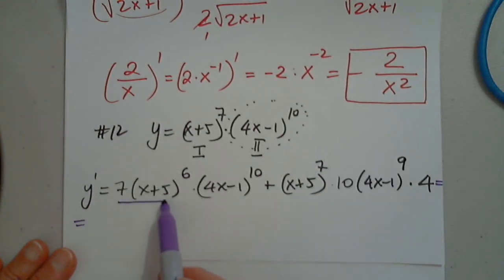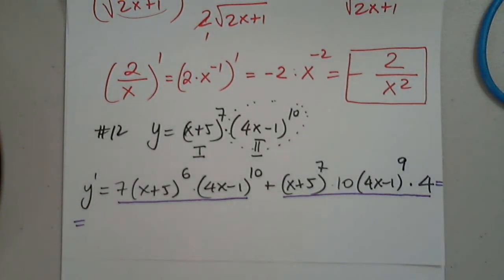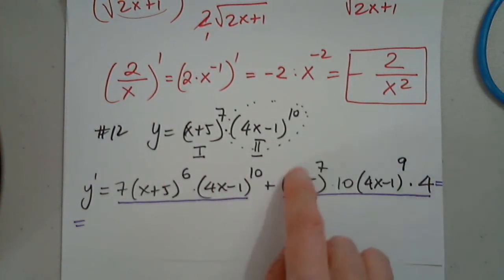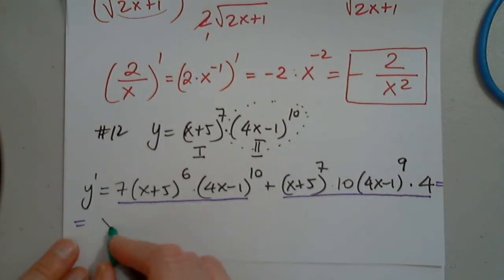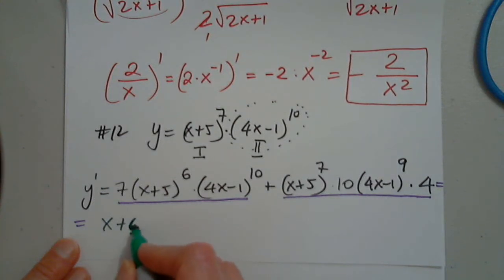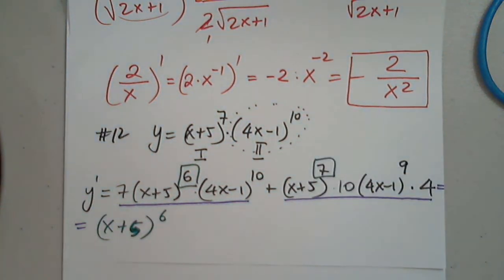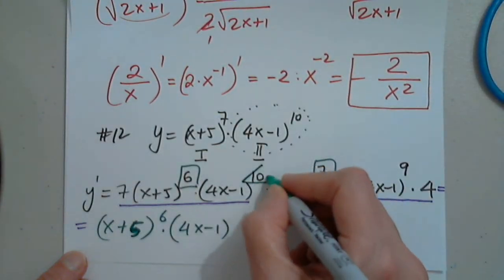Okay. So this is one term, and this is the other term. Can anyone identify common factors and tell me what to pull out from these two terms? This term plus this term. What can I pull out? x plus 5 to the 6th. Very good. x plus 5 indeed to the 6th power because it's the smallest of these two. Awesome. Great job. And also 4x minus 1 to the 9th. Yes, because it's the smallest of these two.